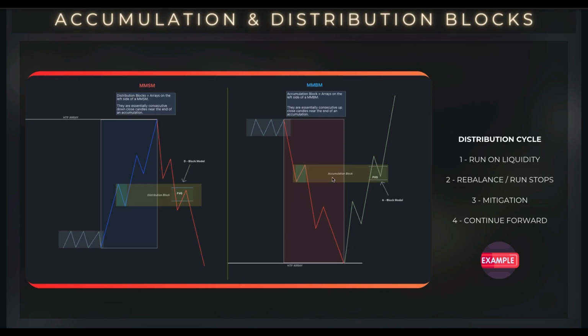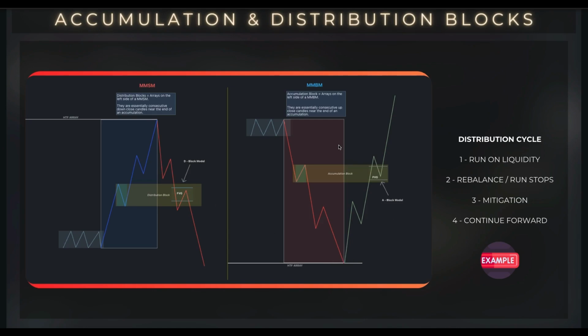And then here, the accumulation blocks are consecutive up close candles near the end of an accumulation. Now, if you find a fair value gap on the inverted side, or in other words, the buy side of the market maker buy model, and it happens to overlap with an accumulation block, that is a high probability setup that he calls the A block model. And for the market maker sell model, if you find a fair value gap on the sell side, or the sell program, and it happens to overlap again on the distribution block, and you see price retrace into that fair value gap with that distribution block, you are good to go for a setup.